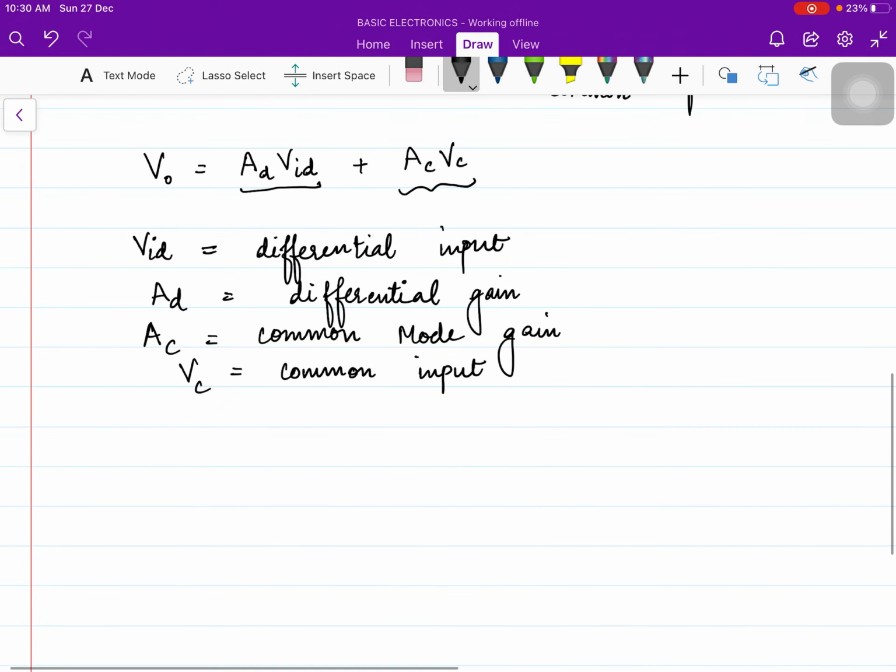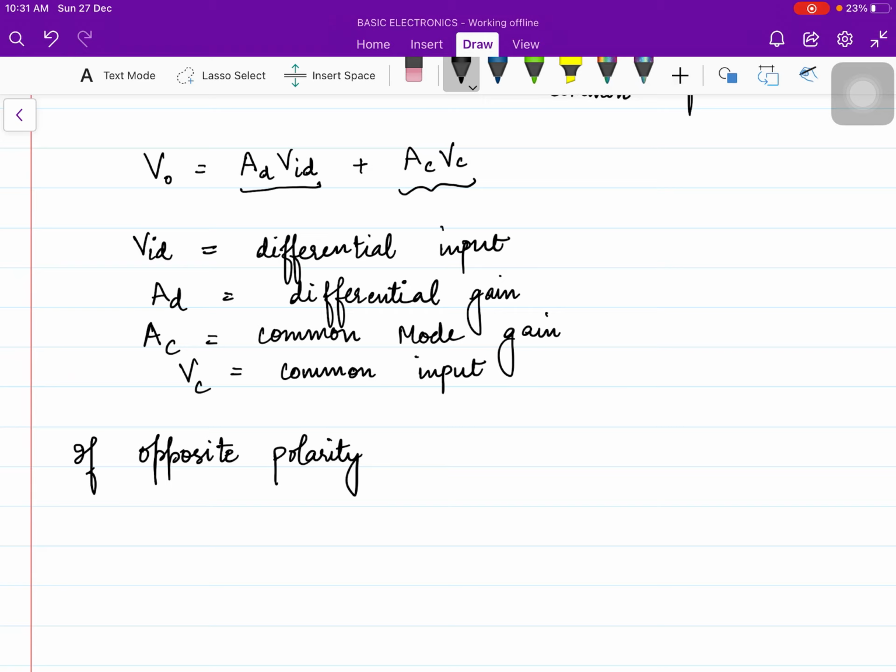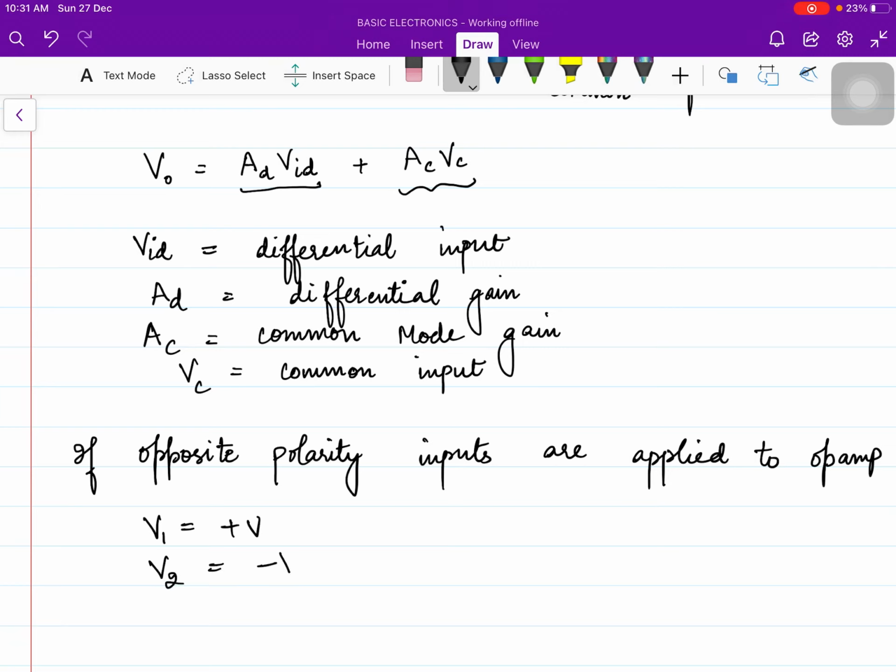Now I'll explain why the differential input is going to be higher. I mean, this AD into VID part is going to be high as compared to AC into VC part. So let us take an example. If opposite polarity inputs are applied to the op amp, that means let V1 is equal to plus V, that means they are same in magnitude but opposite in polarity, and V2 let it be minus V.